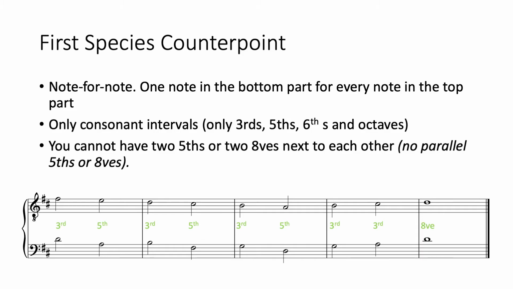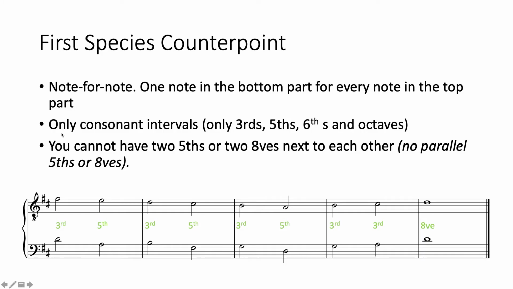So first species counterpoint is the first step on that journey, and it's really about learning the basics. I've given us a watered down version of that here. First species counterpoint is note for note. There's only ever one note in the top part for every note in the bottom part, and those notes happen at the same time. So we can see that here. It's always note for note.